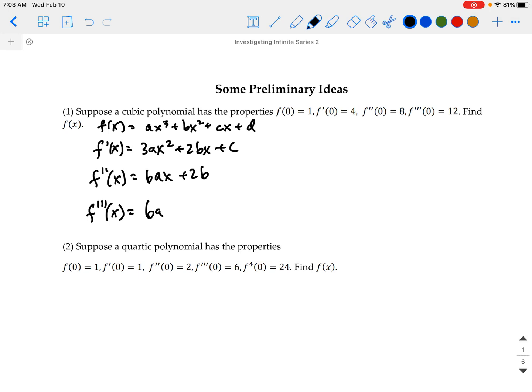And now we can use our given values in reverse, right? Starting with f triple prime of 0 is equal to 12. Obviously, the 0 doesn't matter here because there's no x value. So our third derivative doesn't depend upon x. So we'll get that f triple prime of 0 is equal to 6a, which is also equal to 12. So obviously a is equal to 2.